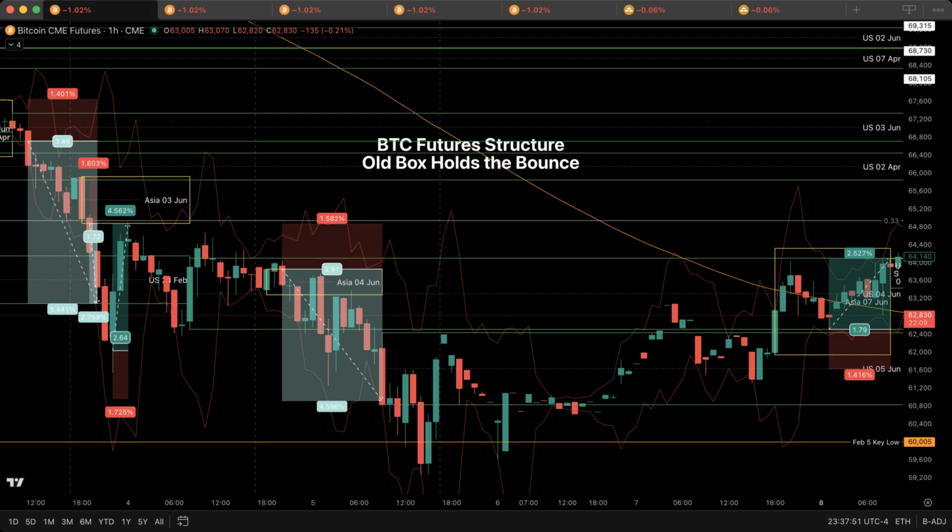The box gave the entry. The box gives the target. Now trader type matters. An aggressive trader may tighten the stop.